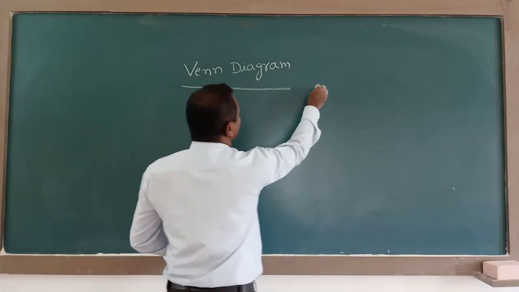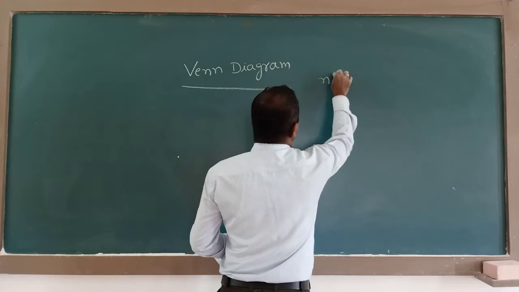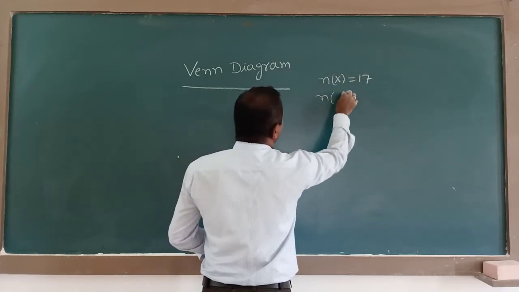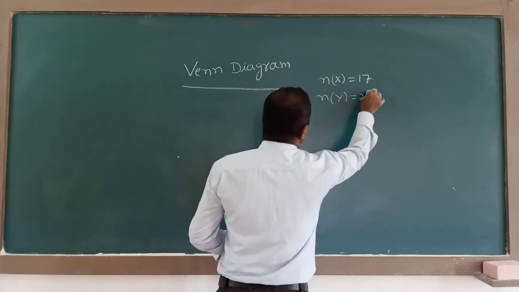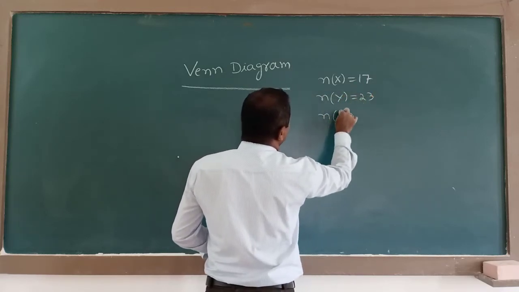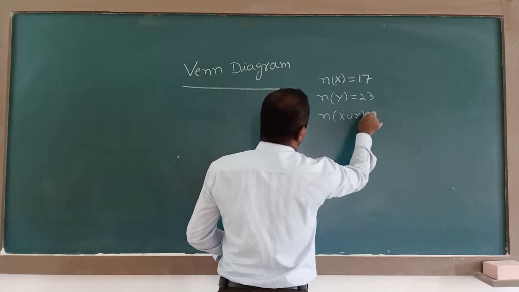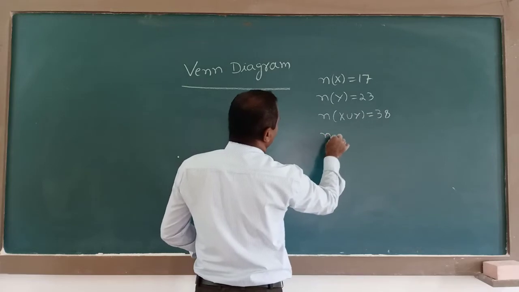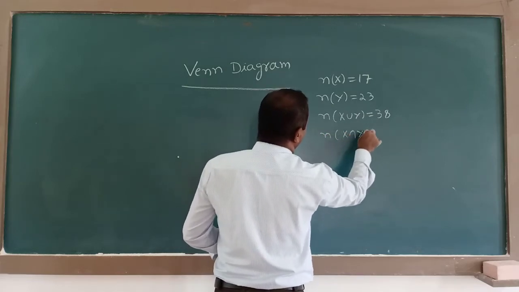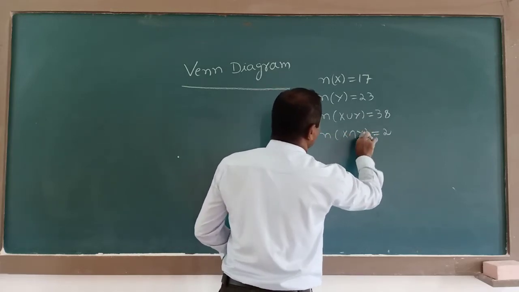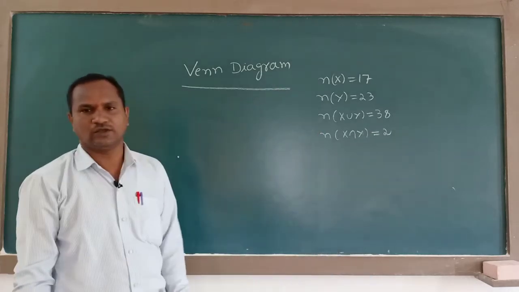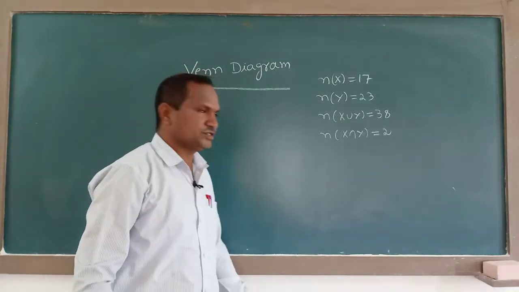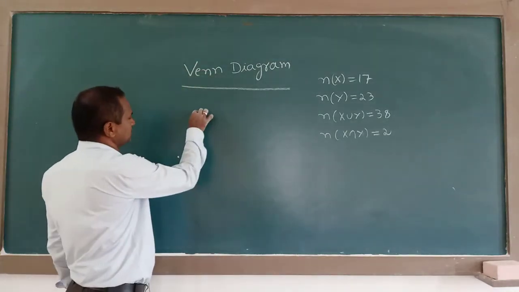The Venn diagram is very simple. N of x they gave how much? 17 they gave, no? N of y they gave how much here? 23. N of x union y they gave here 38. N of x intersection y, we got 2 as the answer. N of x union y they gave 38. N of x intersection y is equal to 2, the Venn diagram says here.